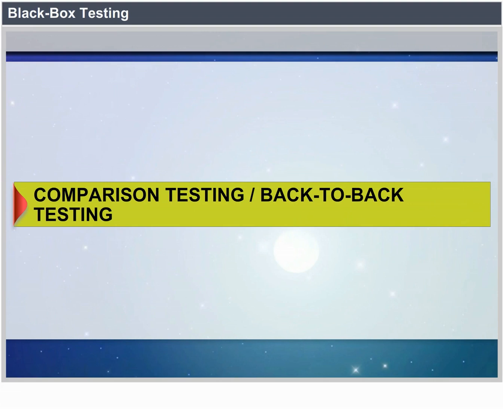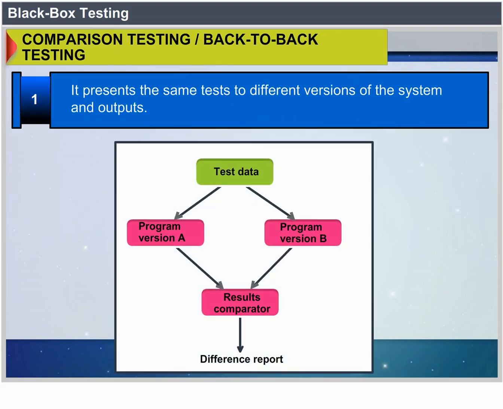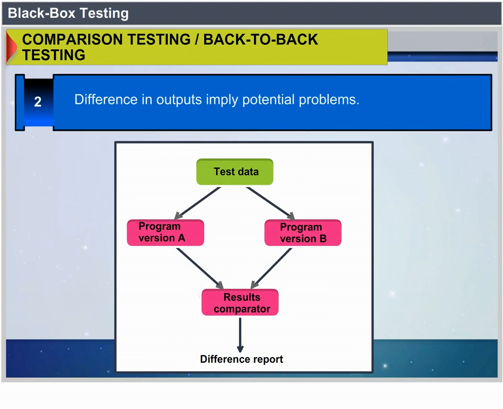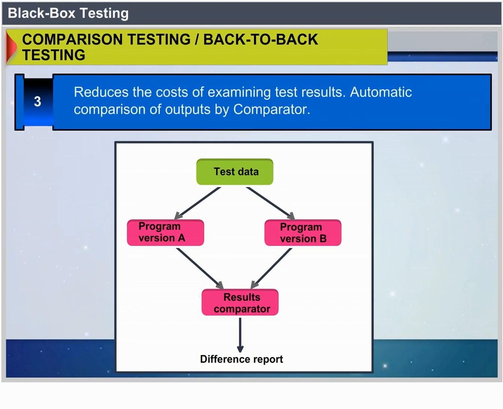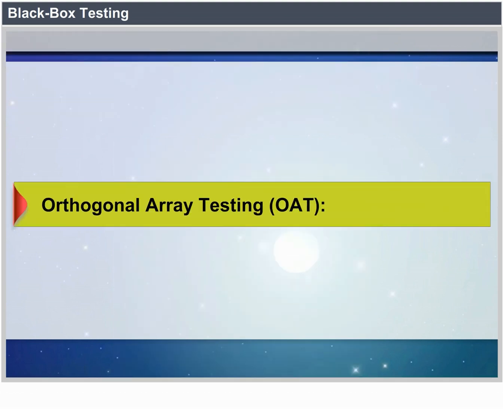Comparison testing, back-to-back testing. It presents the same test to different versions of the system and compares outputs. Differing outputs imply potential problems. It reduces the cost of examining test results, with automatic comparison of outputs by a comparator, possible when a prototype is available, with regression testing of a new system version, and a difference report.